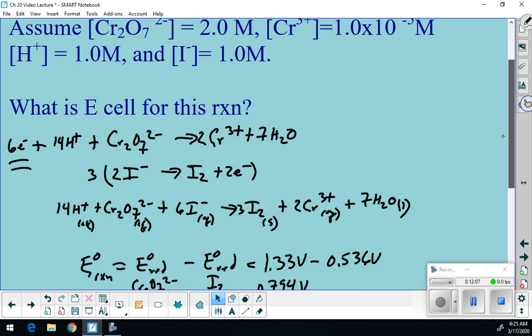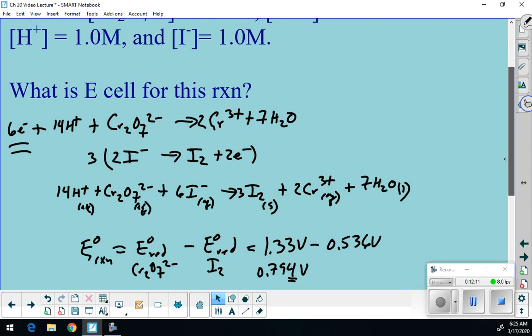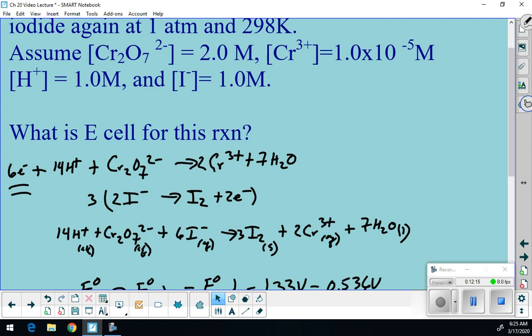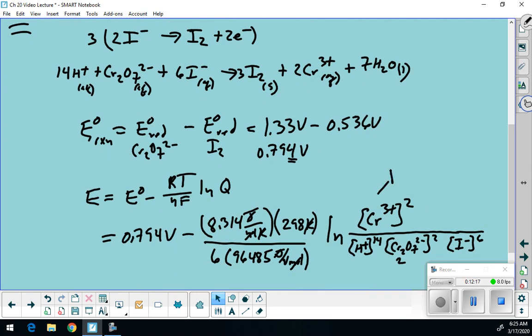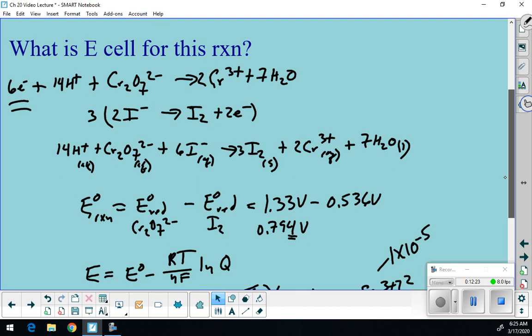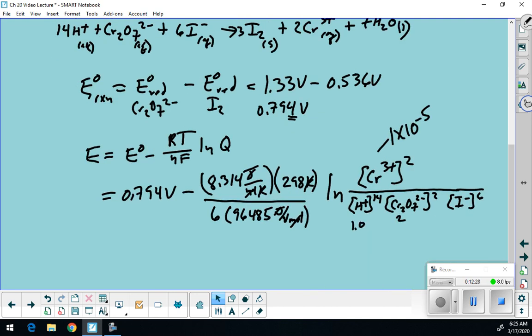I have 2 for my dichromate, so I'm going to put a 2 there. And I have 1 times 10 to the minus 5th for my chromium. You guys all believe me on that? 1.0. And then my other 2 are 1. So this would be 1.0 and 1.0.